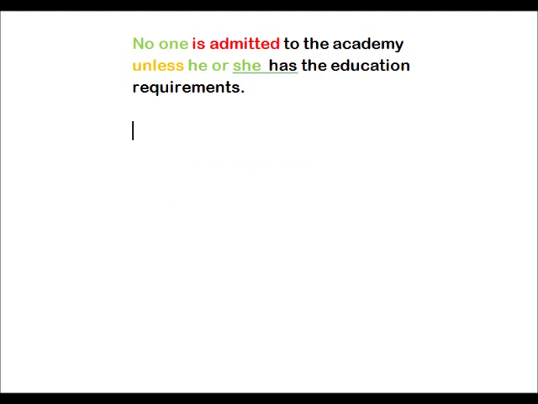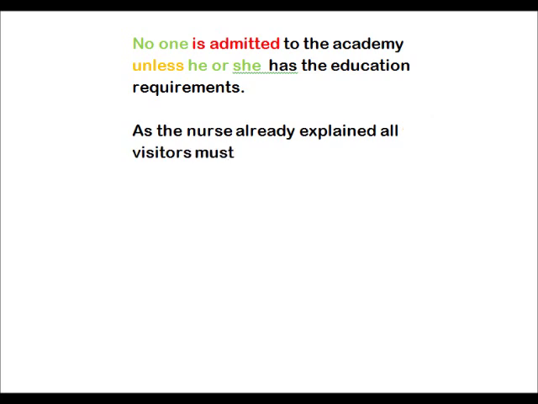Look at this one. As the nurse already explained, all visitors must leave the hospital room now. So as the nurse already explained, all visitors must leave the hospital room now. In order to discover if this sentence is correct or incorrect, also we need to analyze it.